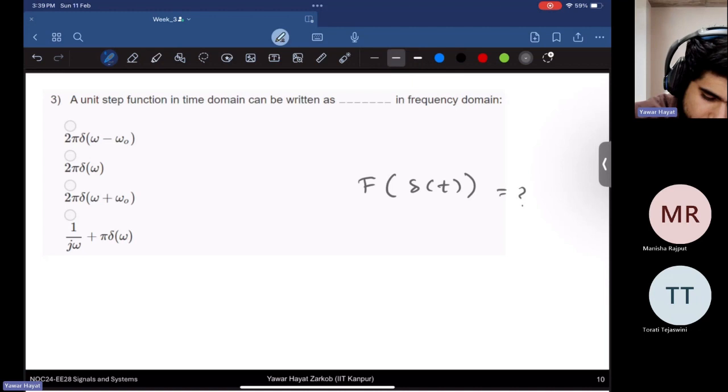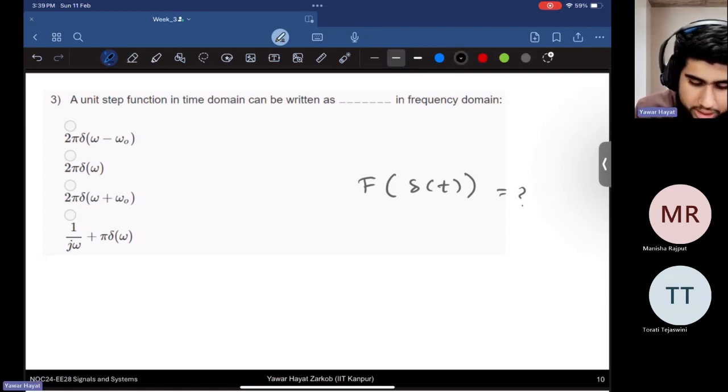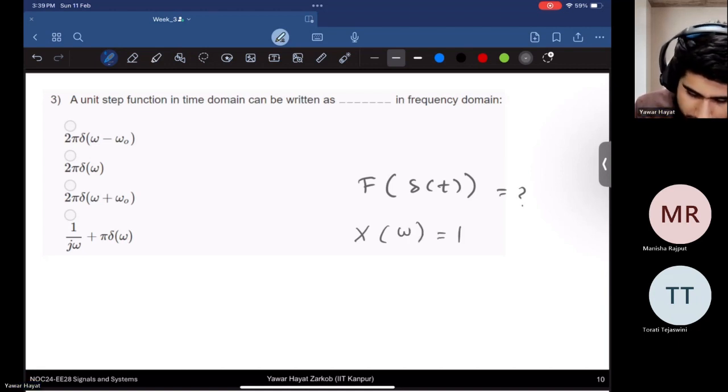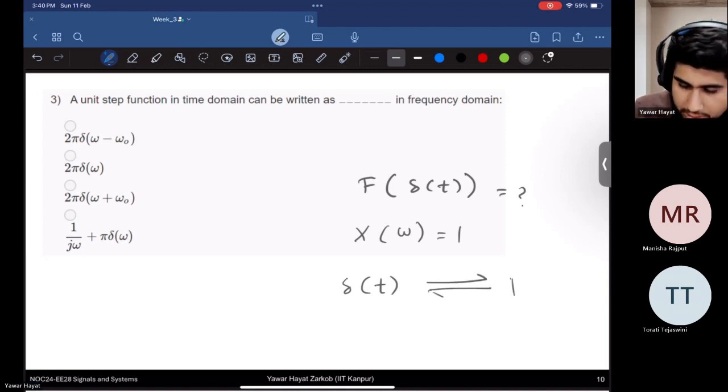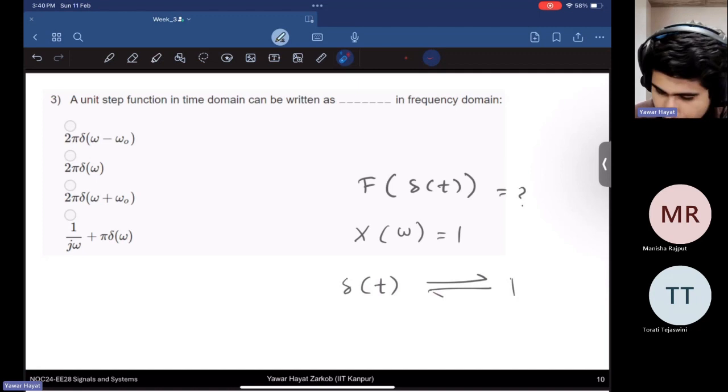Essentially, what I'm saying is the Fourier transform of the delta function is 1. I guess you guys know that, so I will not waste my time proving it. So X of omega is 1. Delta of t in the time domain is 1, a constant function, in the frequency domain.